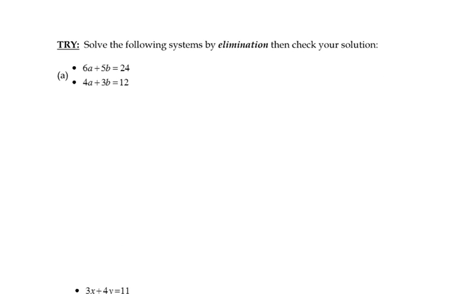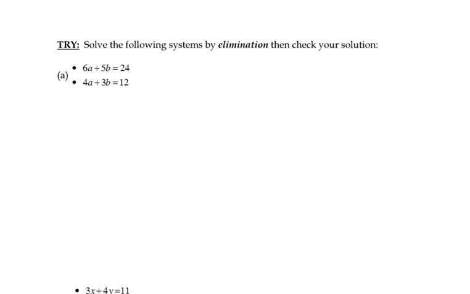Okay, let's look at this guy. 6a plus 5b equals 24, and 4a plus 3b equals 12. Now, it doesn't matter who we make the same. We can either make our a's the same or the b's. So choose, look at the numbers. So 6 and 4, and 5 and 3. Ultimately, 4 is not a multiple of 6, and 3 is not a multiple of 5, so we're going to have to multiply both equations by something in this case. So which one would you like to work with, the x, the a, or the b?